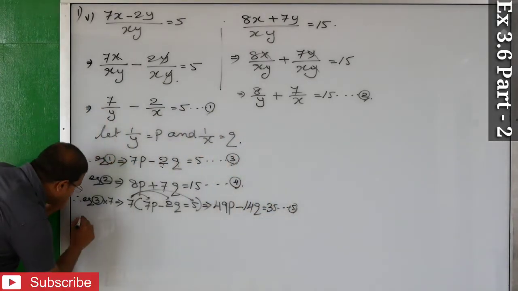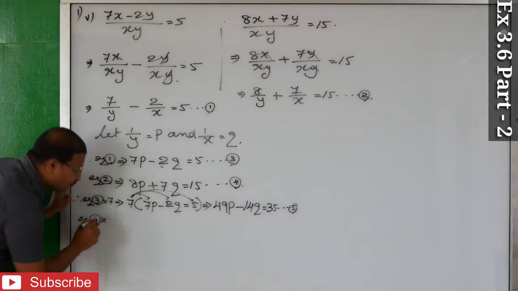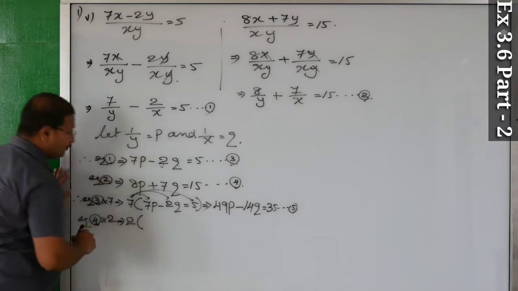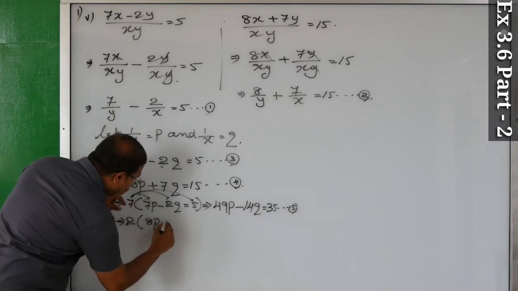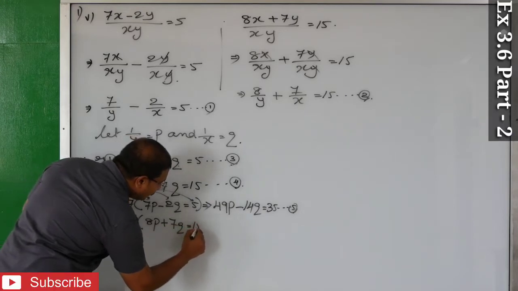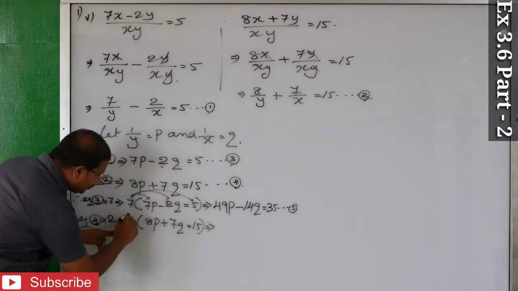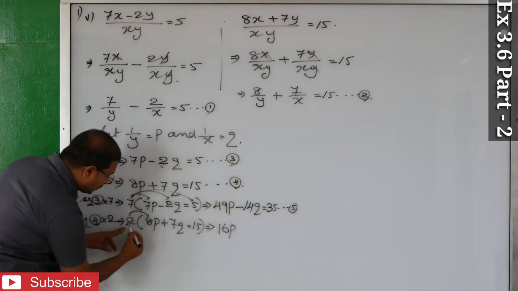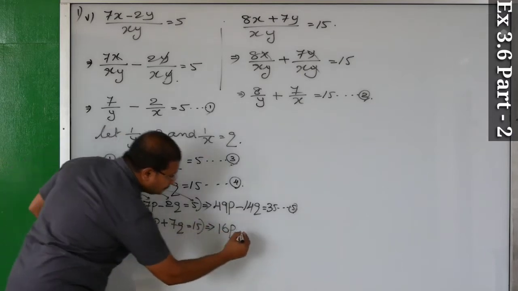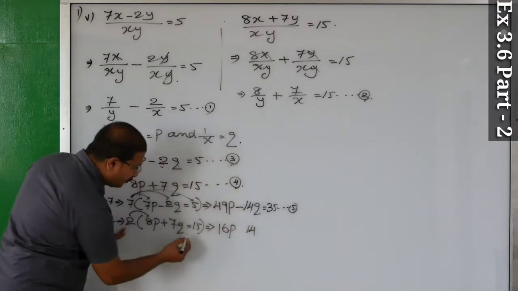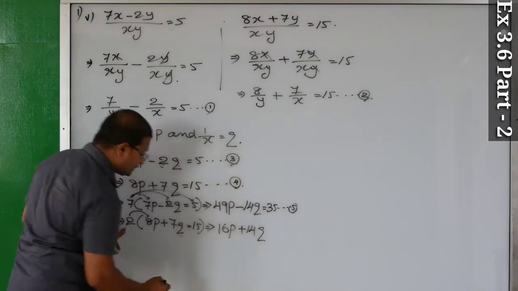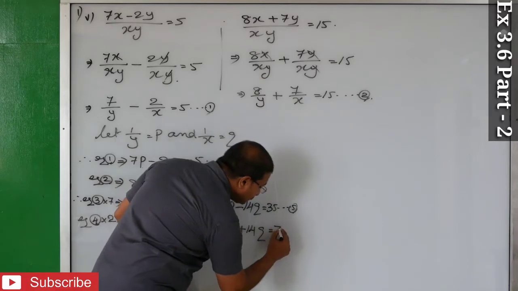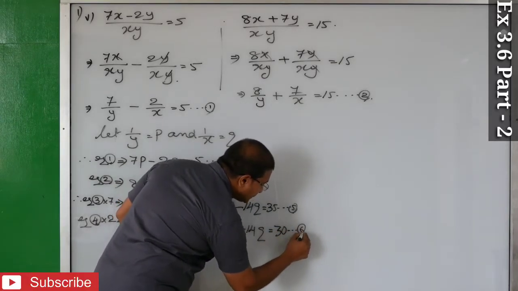Ready? After that, equation 4 into, what will multiply? Yes, 2 into the fourth equation, 8p plus 7q equals 15 implies, 2 into 8, 2 8's are 16p. Now, plus, here also plus, isn't it? So, 2 into 7, that is 14q. But of course, here is plus. Equals, now, 2 into 15, 2 15's are 30. That is equation number 6.